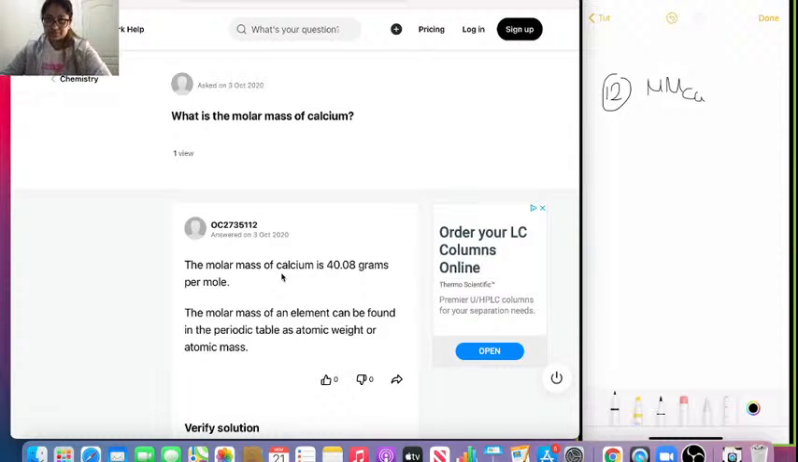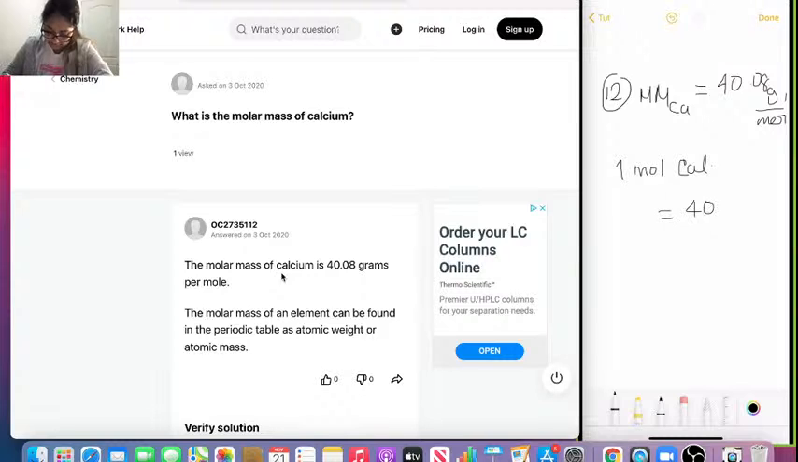So the molar mass of calcium, you can search this. This is usually given in the periodic table, which is about 40.08 grams per mole. I'll just write here grams per mole. So what this means is 1 mole of calcium would equal basically about 40 grams.